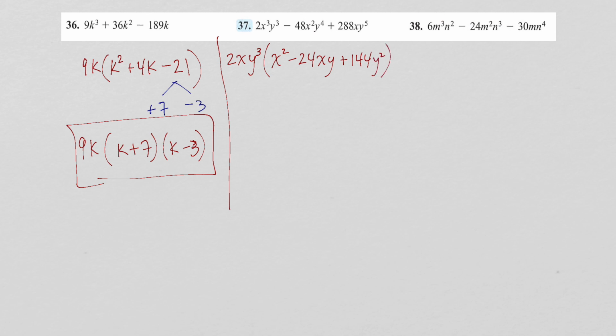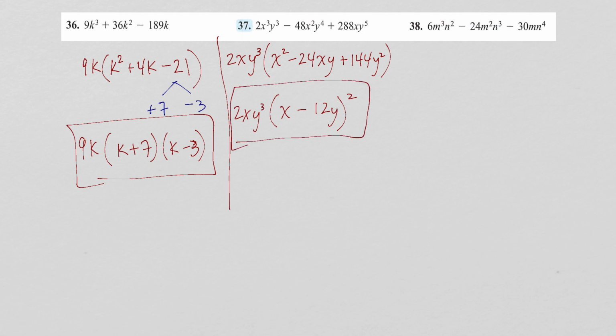Now, there's a 1 in front of here. This is a 144. That's a perfect square. This is a perfect square, so I might have a perfect square. I might have x minus 12y squared for this part, because this squared is this, this squared is this, and this times this is negative 12xy, and when we double it, we get that. I don't know if you remember that trick from earlier, but that's how you tell that you have a perfect square there. And then don't forget about the 2y cubed out front. So that's the final answer.